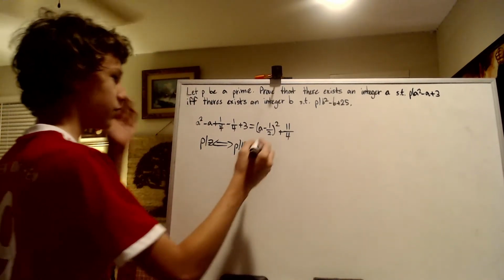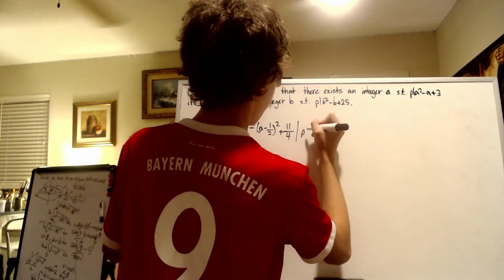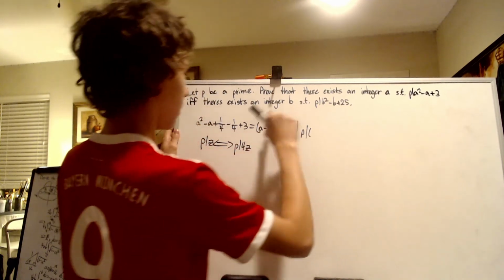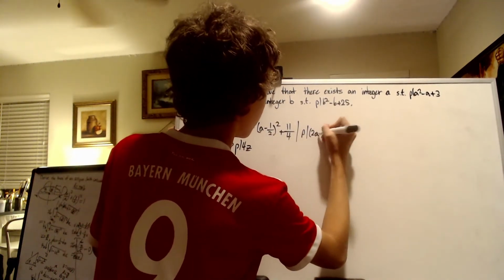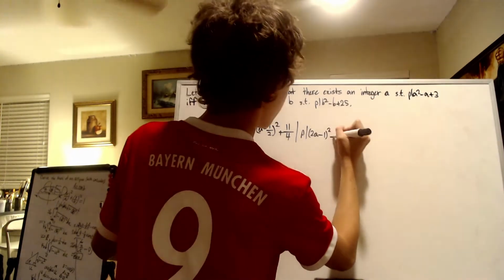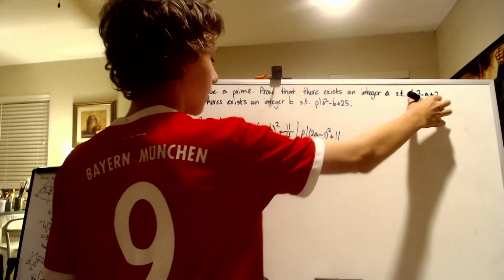Okay, so now we have a much nicer expression to work with. So now we have the expression P divides, well, if we multiply that by 4, we're going to have 2A minus 1 all squared plus 11. So now we can do a similar thing with this expression.